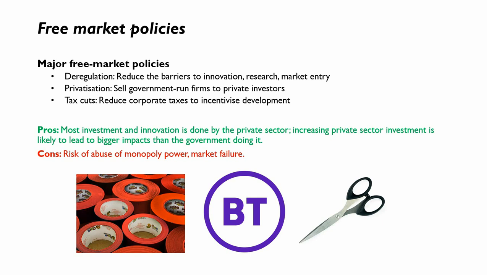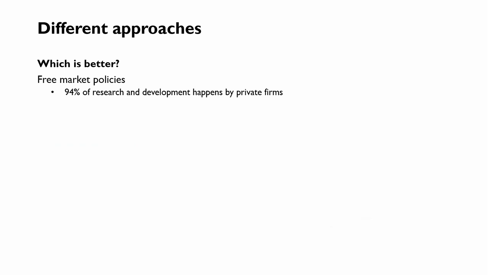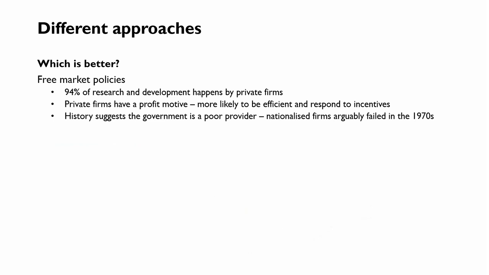So monopolies are very heavily regulated to make sure they're not abusing their market power. So which approach is better? Well, free market policies are borne out by the evidence. 94% of research and development spending happens by private firms. And these private firms have a profit motive, meaning they're more likely to be efficient and respond to incentives in the market. Historically, the government seems to be a poor provider.